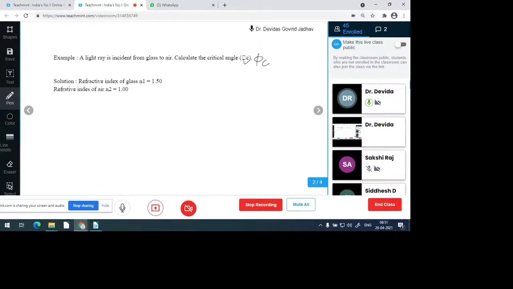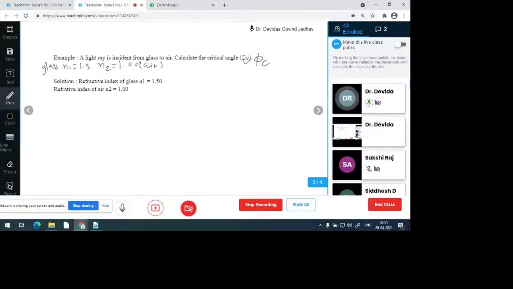So, solution. Light rays incident from glass to air. Calculate the critical angle phi c. The refractive index given in the problem statement is actually incomplete. While copy pasting, I might not have copied completely. The refractive index of the glass, n1, is 1.5, and the refractive index of air, n2, is 1. So n1 is for glass and n2 is for air. This is the problem statement.